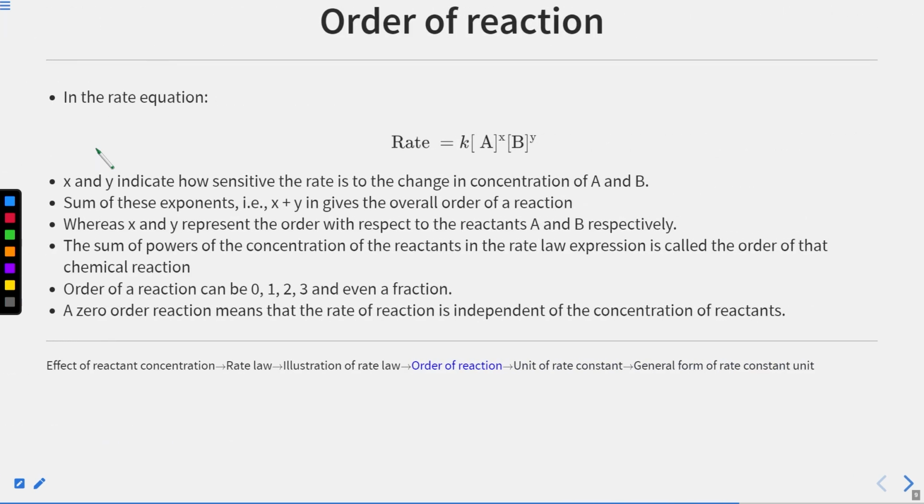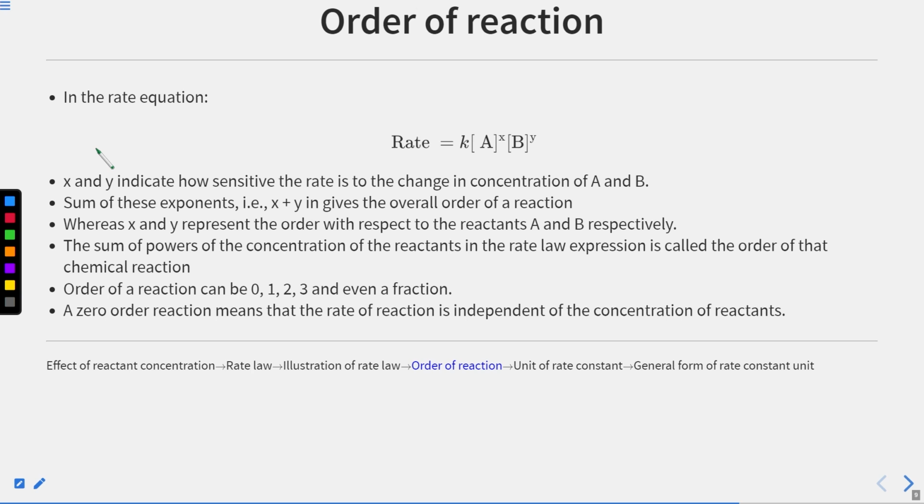Now, what is the order of reaction? A very important point of the rate equation. You must be saying that all of these are important. I would say that rate law is important, and to understand rate law, understanding order of reaction is very important. Now, if you see the rate equation for two different reactants, say A and B, then we can write rate is equal to K A to the power X, B to the power Y. What are X and Y? They represent how sensitive the rate is to a change in concentration.